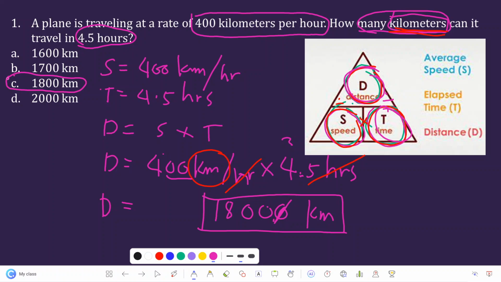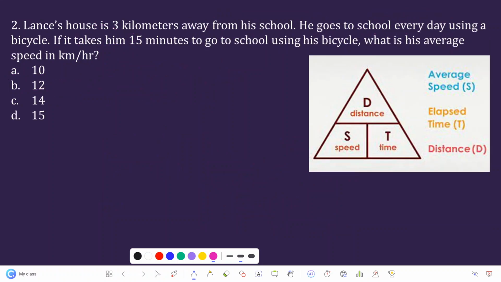So let's proceed to item number 2. Item number 2, Lance's house is 3 kilometers away from his school. He goes to school every day using a bicycle. If it takes him 15 minutes to go to school using his bicycle, what is his average speed in kilometers per hour? Is it A 10, B 12, C 14, or letter D 15?